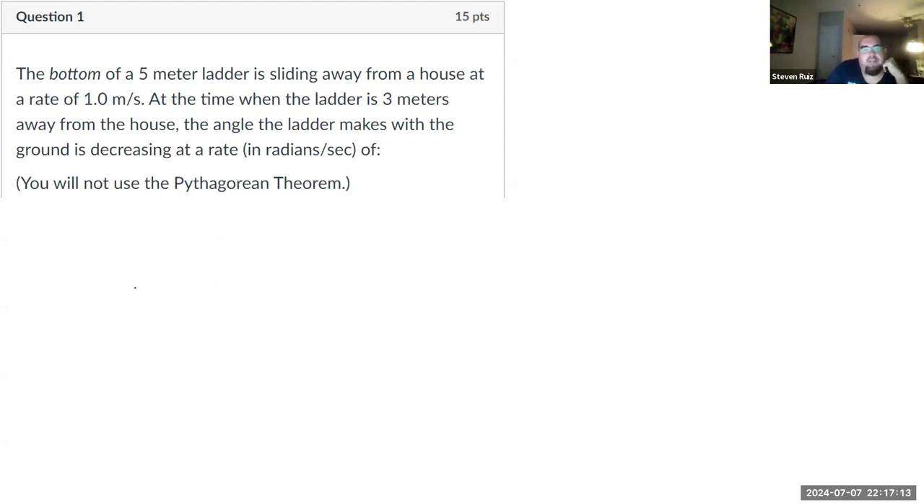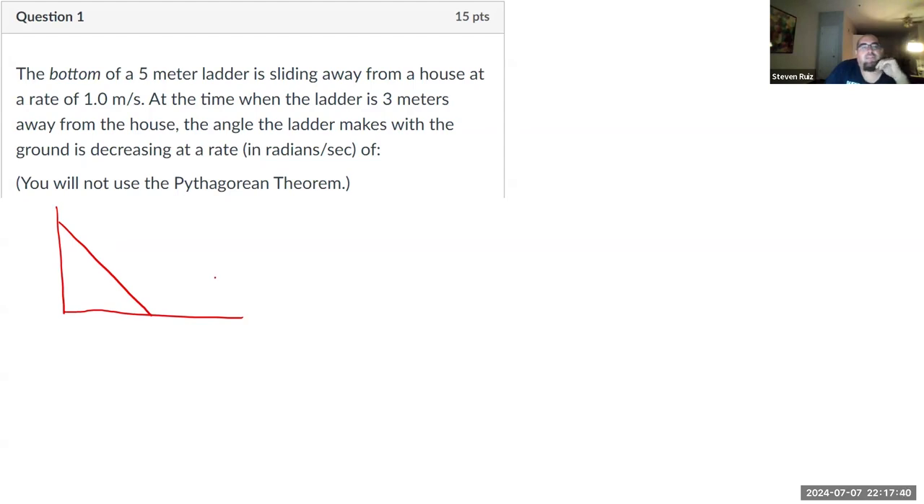So I have a ladder leaning against the side of a house, which I will assume is a right angle if I can draw such a thing. Okay, so we have a ladder leaning against the side of the house. So we will not use the Pythagorean theorem.